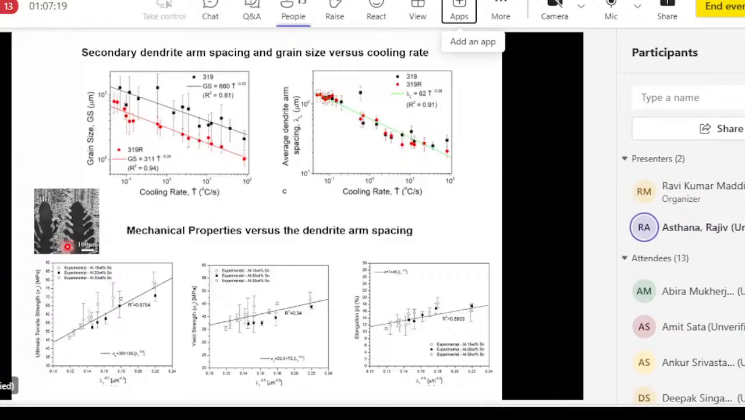Really, if you look at the dendrite arm spacing, this is what happens to tensile strength, yield strength, and elongation. In these graphs, on the horizontal axis, the x-axis, we are plotting 1 over square root of dendrite arm spacing. It is lambda to the power negative 0.5.